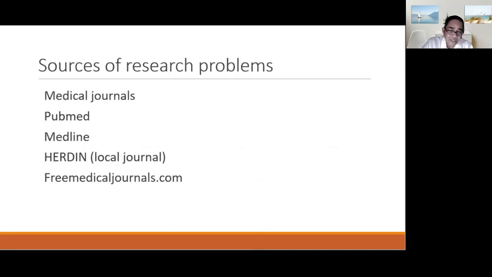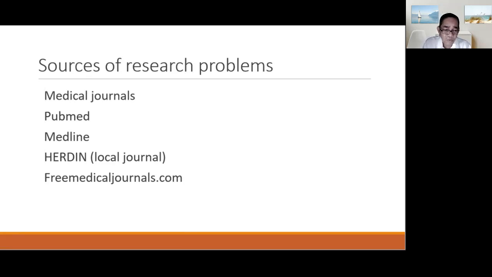And I would like to think that this is one of the most common sources of the research problem, especially for budding researchers, for people who are just beginners, especially for you students. You don't have much experience yet in seeing patients. So you really would not be able to get problems related to the diseases.